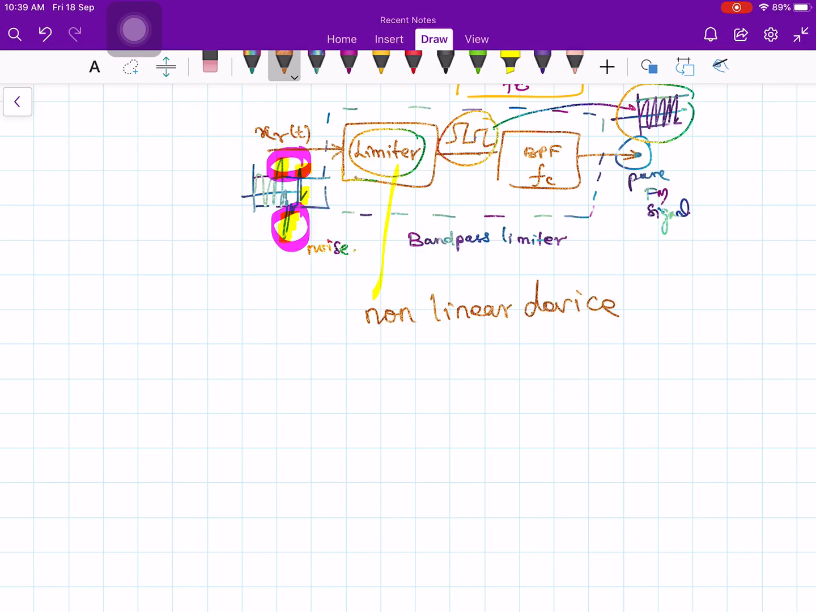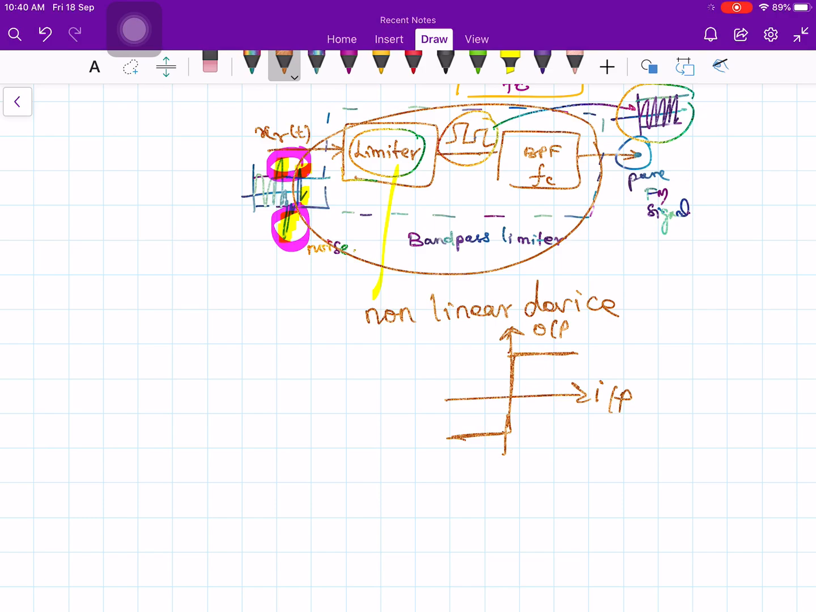Non-linear device, because the input-output characteristic is like this. This curve is obviously not a linear function, it is a non-linear function. The limiter has highly non-linear input and output characteristics. So this entire thing is a non-linear system. Your limiter and bandpass filter together is a highly non-linear system.